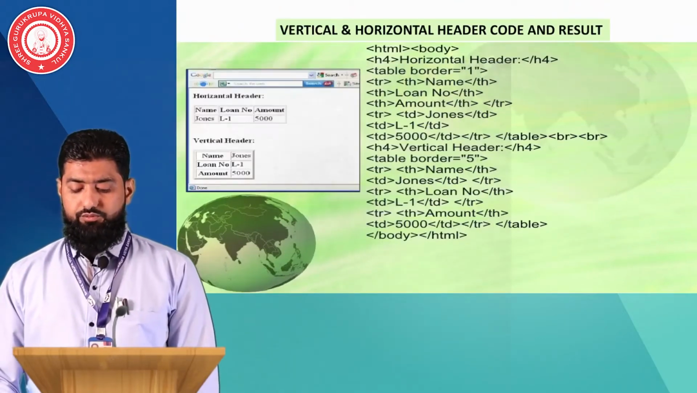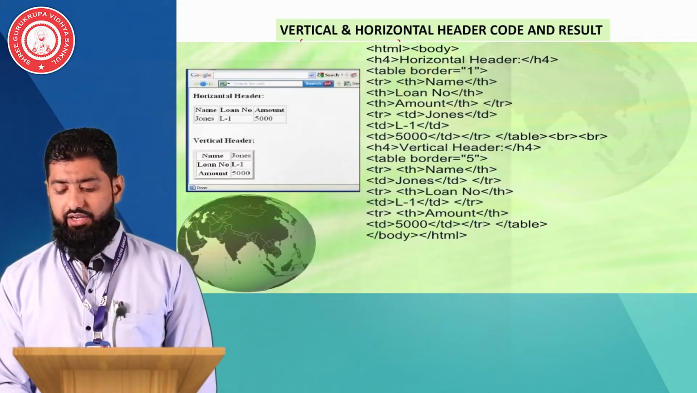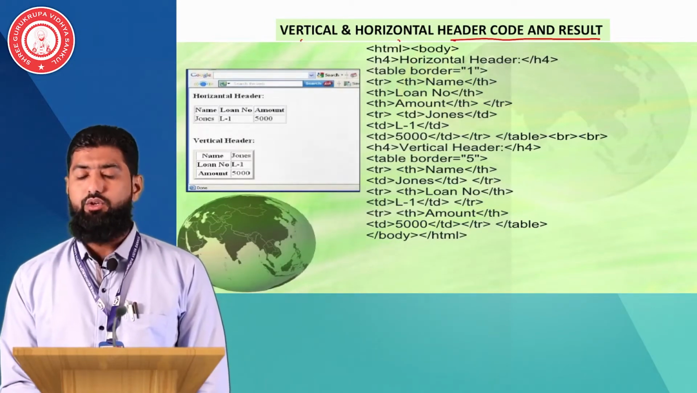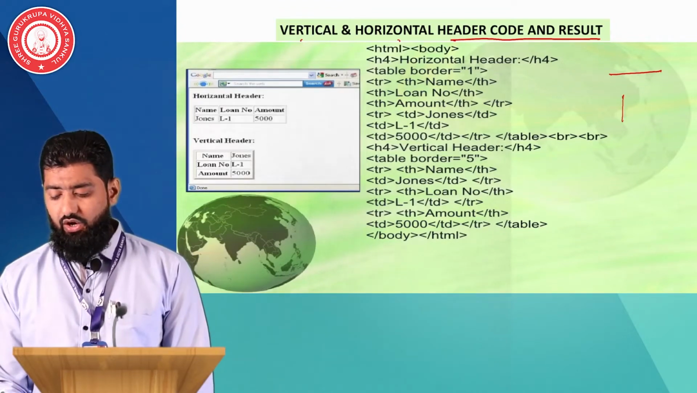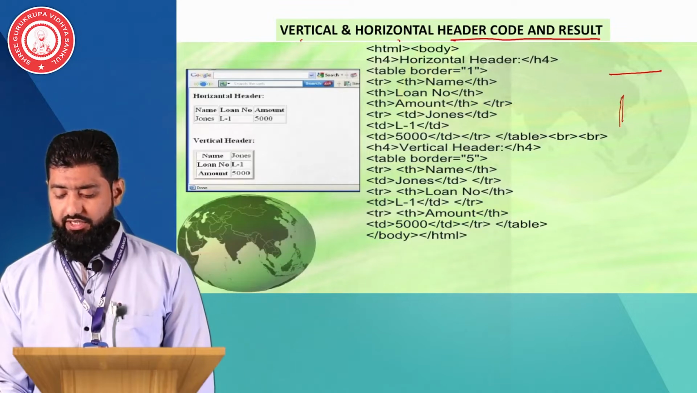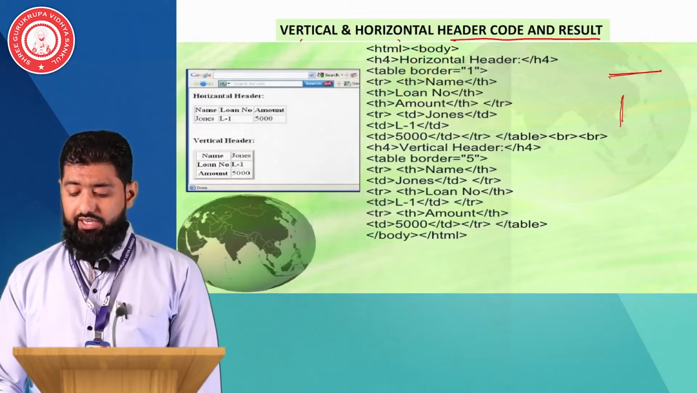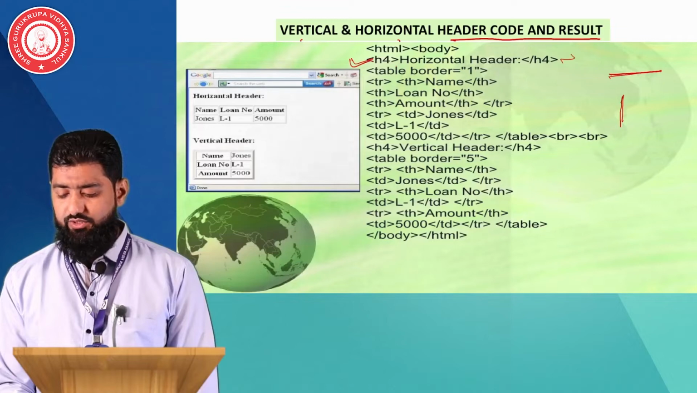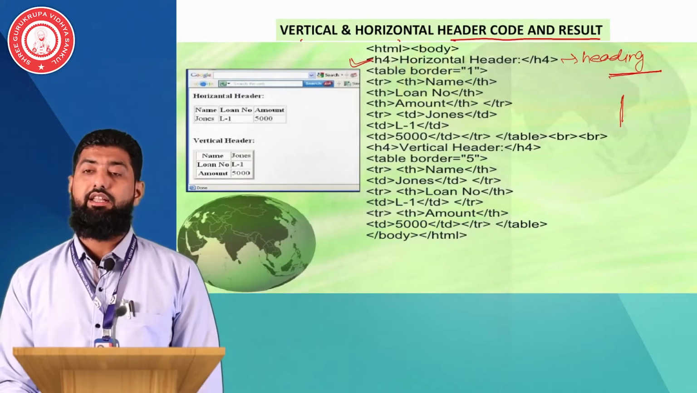Next we need to learn about vertical and horizontal headers in a table. You can make a table either vertically or horizontally. For that, first we use h4 here. H4 is a heading.